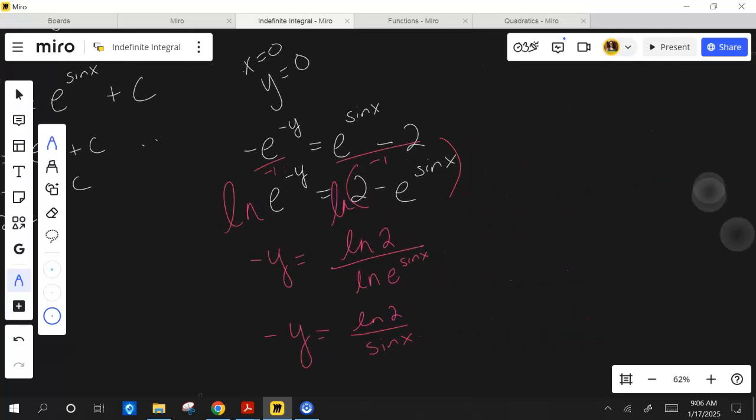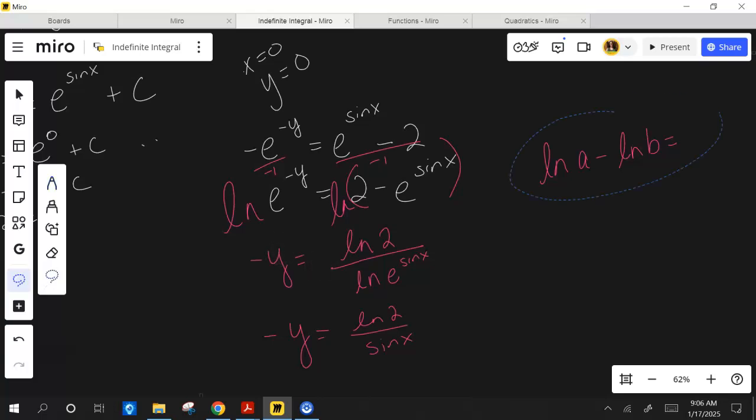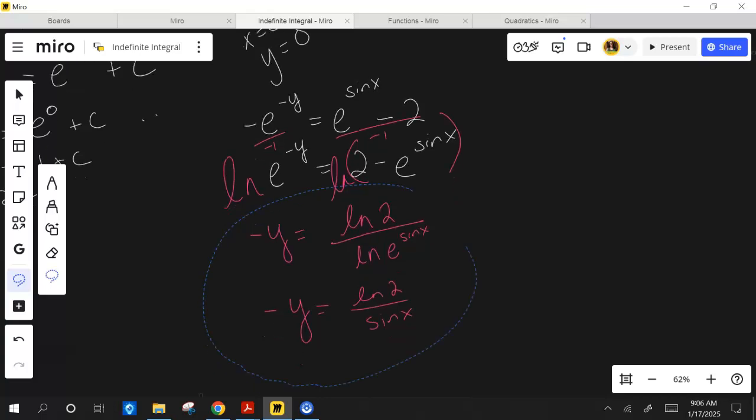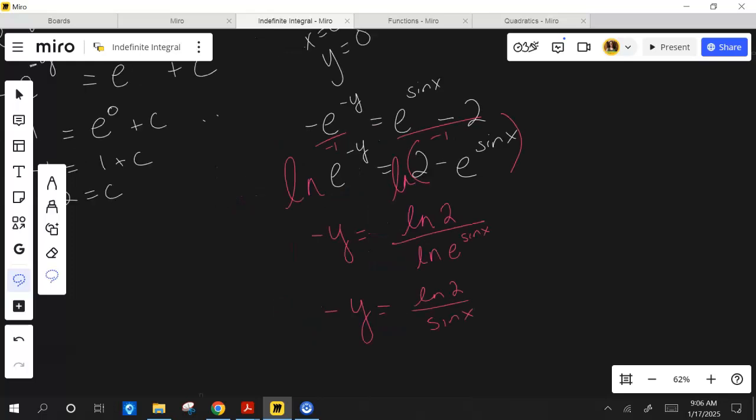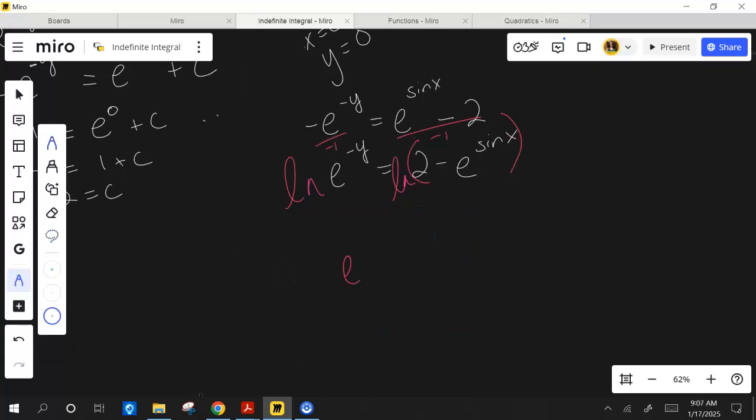So remember those log properties? No, don't do that. Don't condense it down. You don't condense to write log more than one time. Okay. Keep it like it was. It's e to the negative y. Oh, no, just negative y equals the log. Leave it like this.